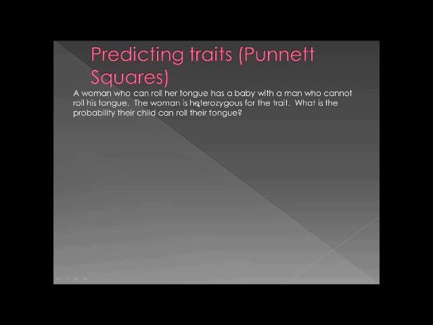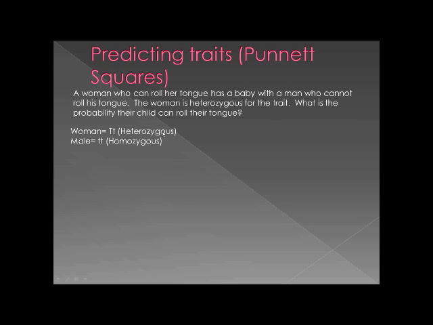Okay, well, there's a couple of things in this question you can figure out. First off, it says the woman is heterozygous for the trait. Well, she can roll her tongue. That means that the trait has to be a dominant trait, because if it was a recessive trait, she would not be able to do this. So that means tongue rolling is a dominant trait. Now, the man, he can't roll his tongue, that means the man is going to be recessive.